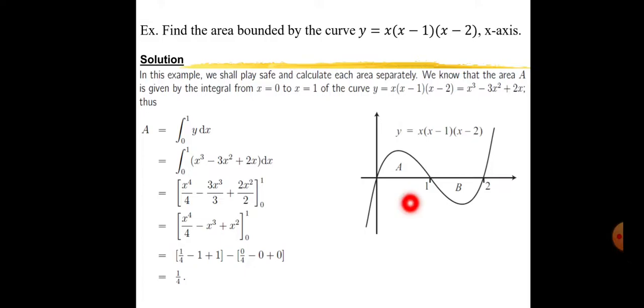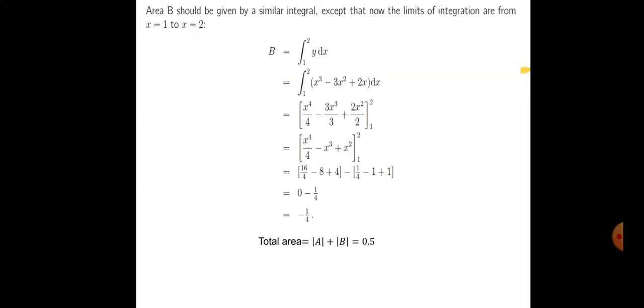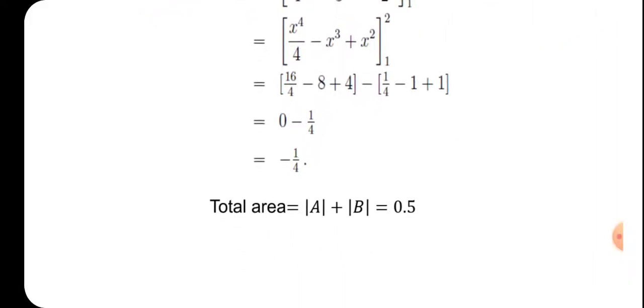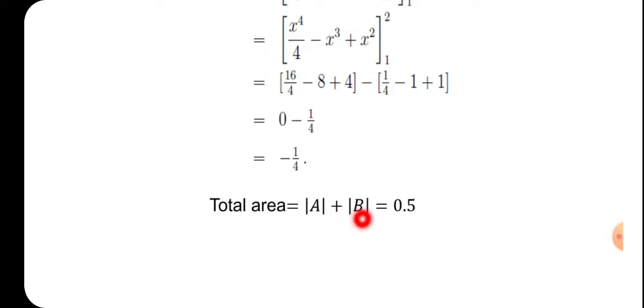If we wanted to find the total area, we have to add the absolute of A, the absolute of the first area in the previous step, plus the absolute of the second area to delete this negative, which is 0.5.